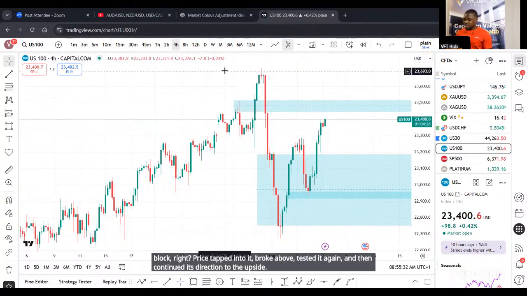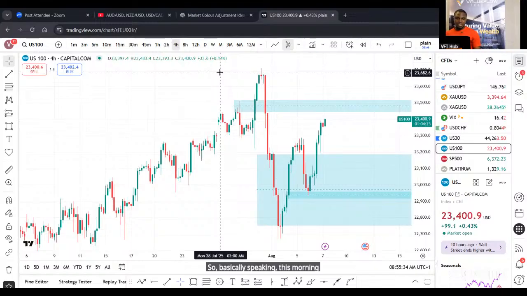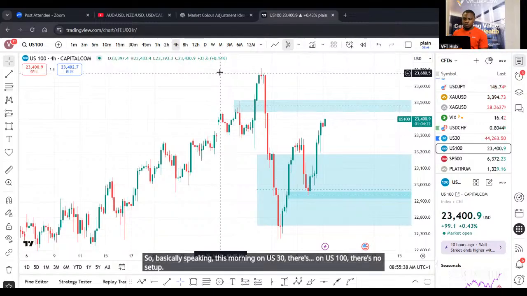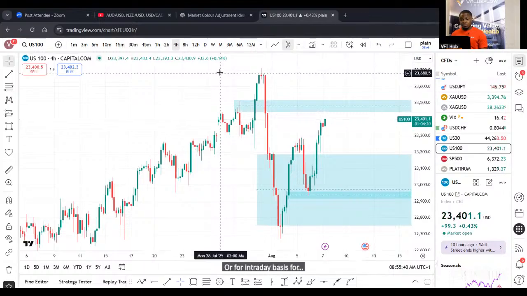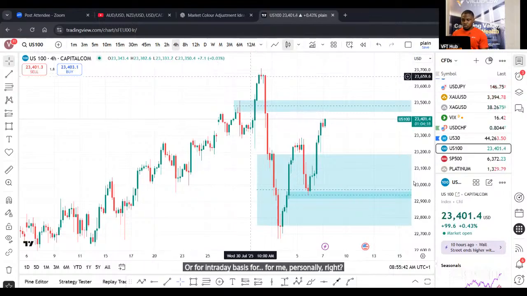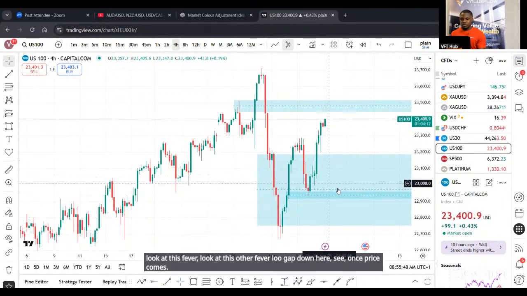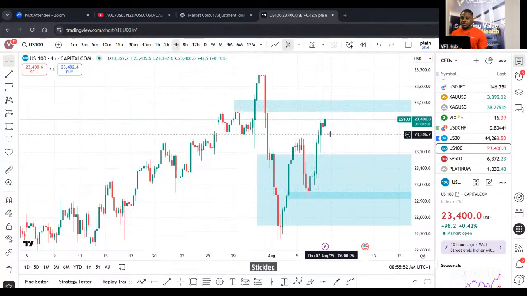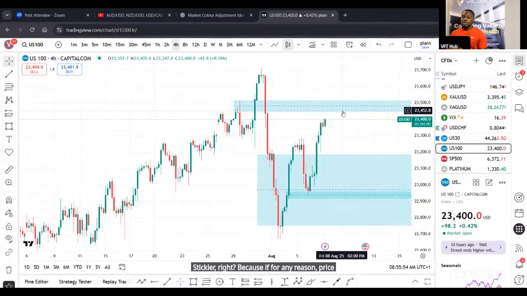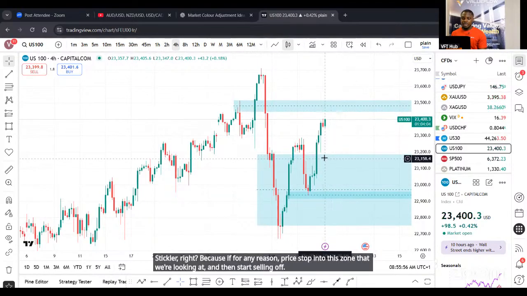So basically speaking, this morning on US 30, on US 100, there's no setup on an intraday basis for me personally, right? Except if you want to look at this fair value gap, this other fair value gap down here, and see once price comes, you're going to tap into it. But that is not even also still clear, right? Because if for any reason price taps into this zone that we're looking at and then starts selling off, I wouldn't expect it to respect.